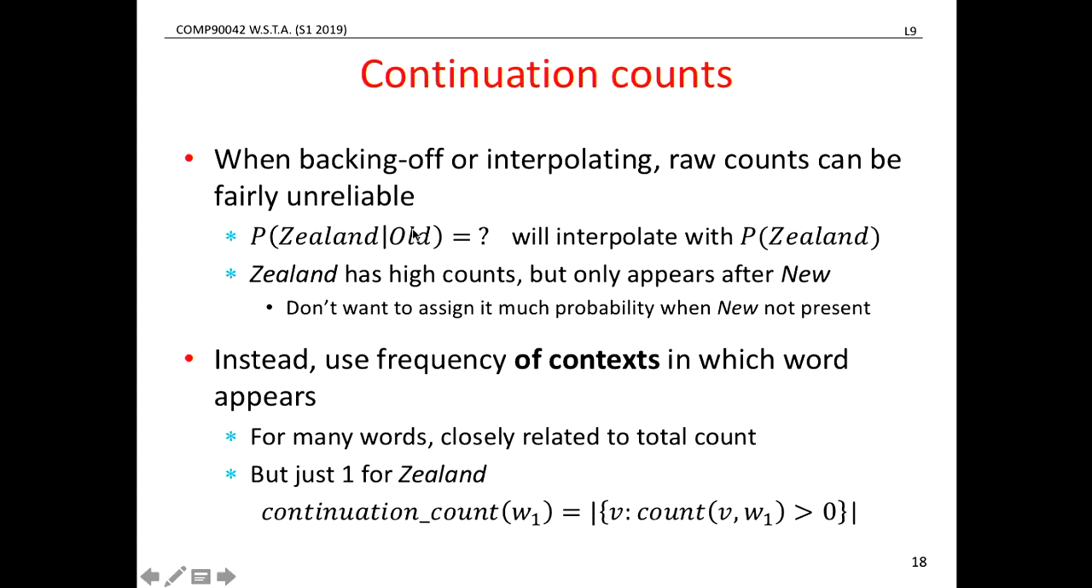So if we were predicting Zealand given old, that'll interpolate with the probability of Zealand. It's going to give it a high score, largely because it's a fairly common word. So we'd prefer to penalize these numbers. The idea is that we actually look at the frequency of the contexts in which it's seen, rather than the raw counts. So if we see that Zealand only occurs in one context, with new before it, we give it a special continuation count of 1. Versus another word like Indonesia, which is going to occur in lots of different contexts. It's going to have lots of strings to the left, so it's going to have a high continuation count.